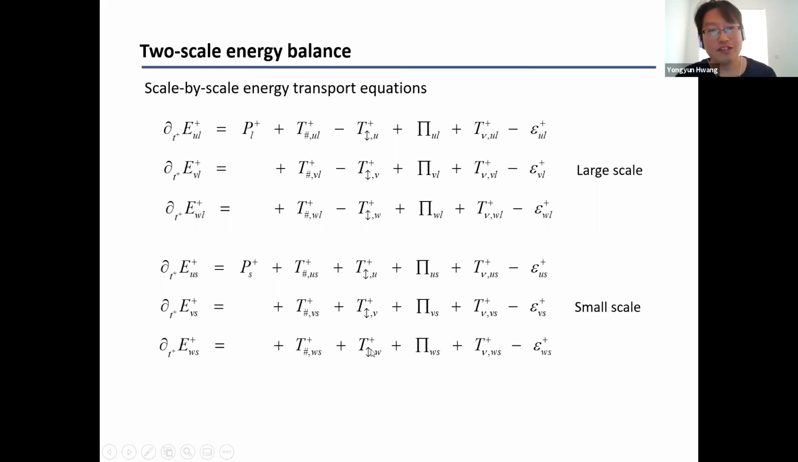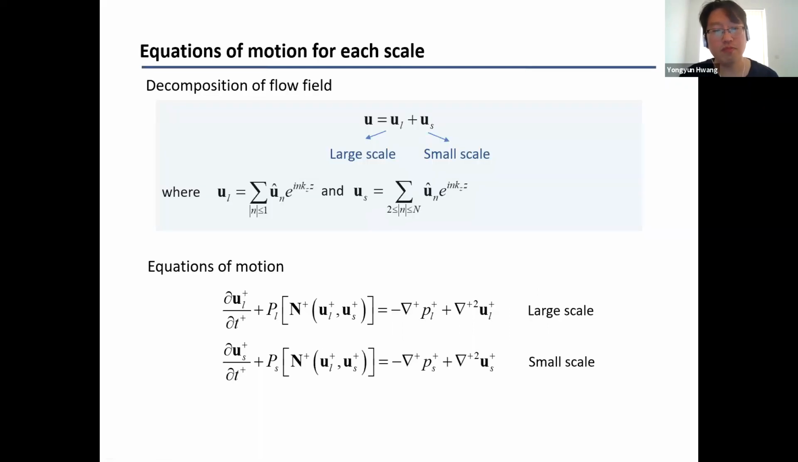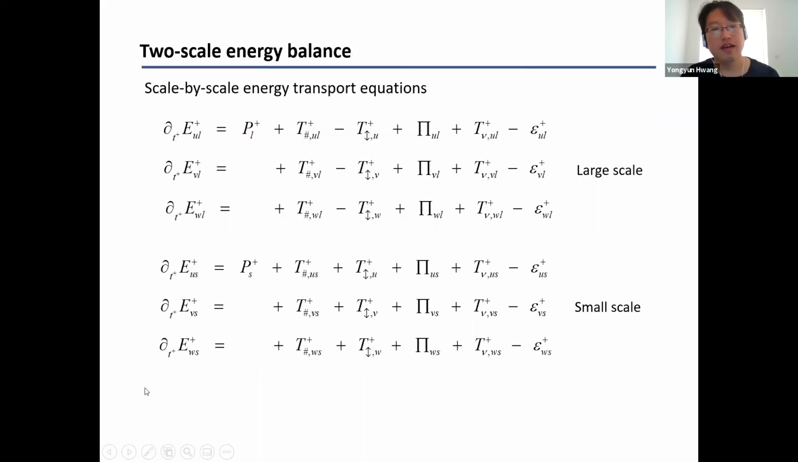And then we did something more sophisticated: we write down the scale-by-scale energy transport equation. Basically, we multiplied UL to the first equation and integrated over the box, and we multiplied US to the other equation and integrated over the box. This is the structure that you see. This is the streamwise, normal and spanwise energy of the large scale, and this is the streamwise, normal and spanwise kinetic energy for the small scale.